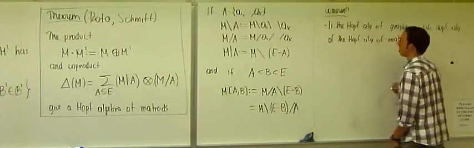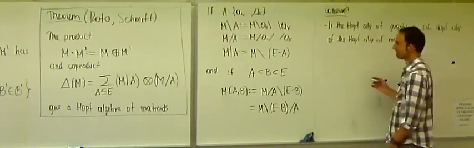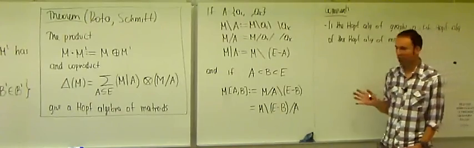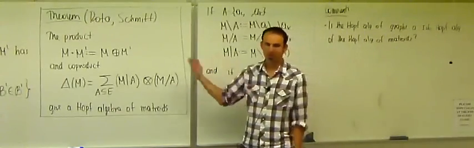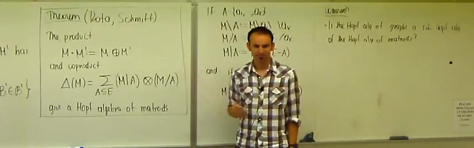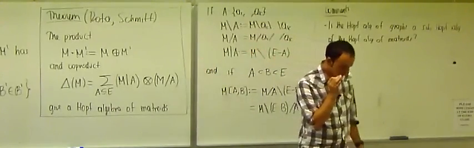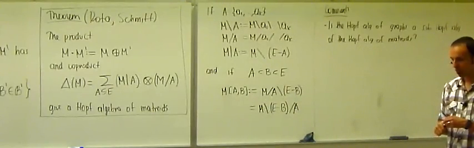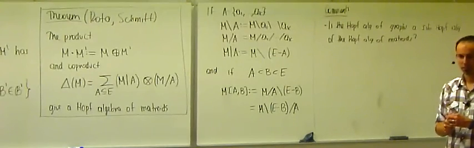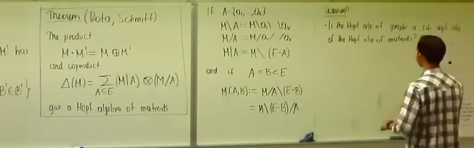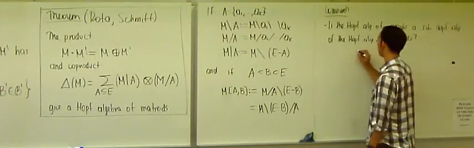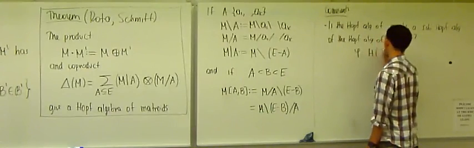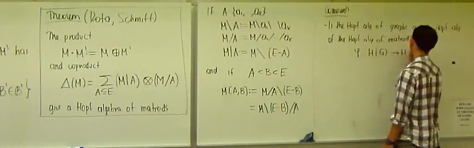So the answer is kind of, but not really. Let me explain to you why. Like we said, if you restrict to graphical matroids, then the operations work in the same way. Now the problem though is this: can you have two different... Okay, so let's say it like this: we have a map from, let's say, the Hopf algebra of graphs to the Hopf algebra of matroids.